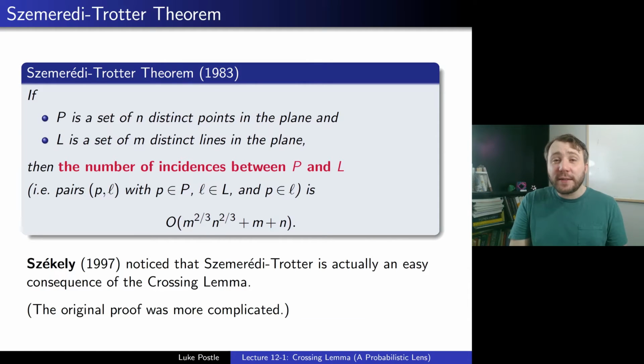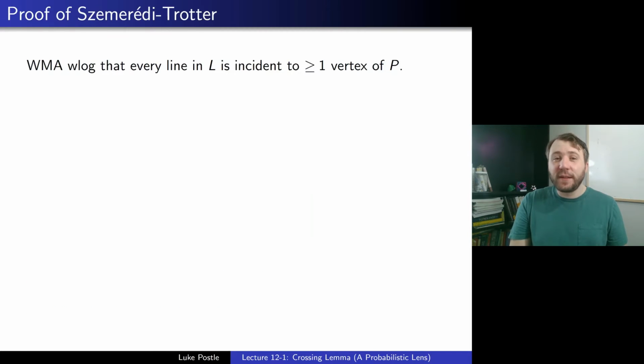So how do we do this? Again, this won't use probability. We already did the probability before. We're just going to apply the crossing lemma. So what does it give? How do we do this proof?